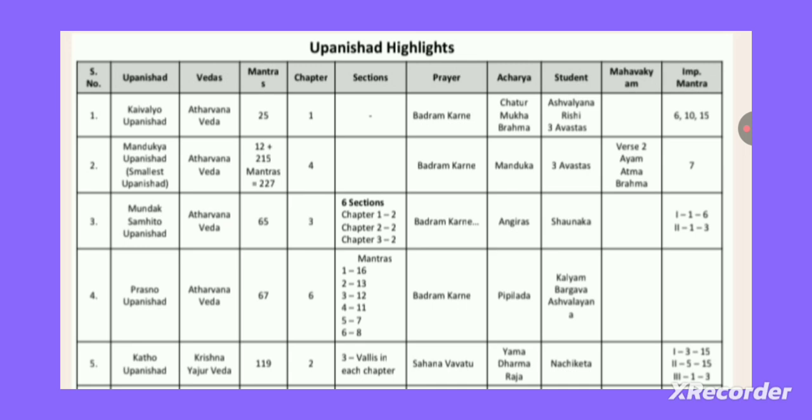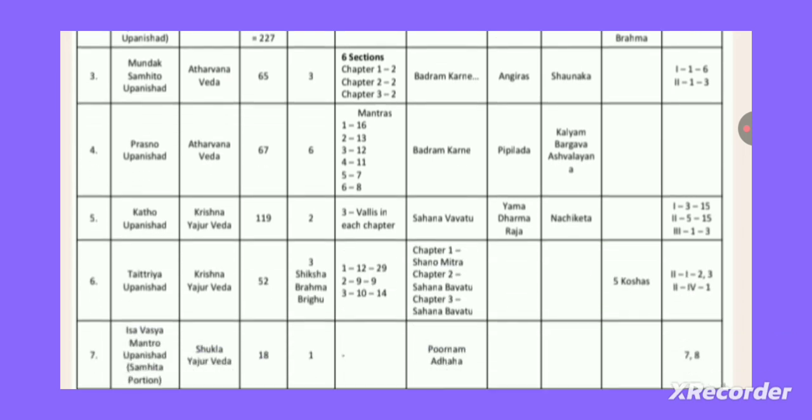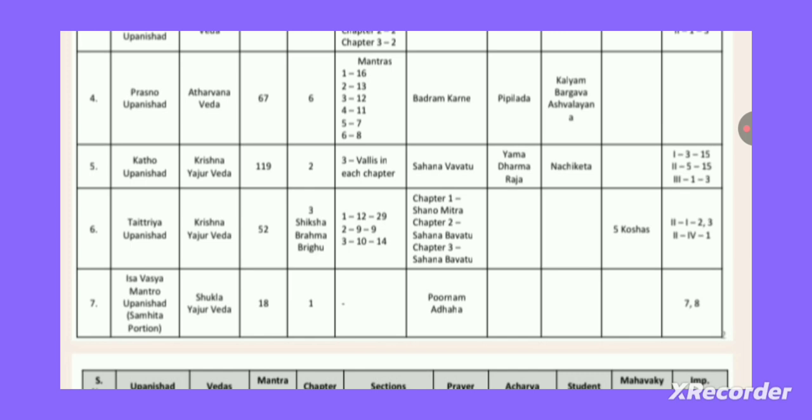And coming to the fifth one, Kathopanishad. The Kathopanishad is from Krishna Yajurveda, and it has 119 mantras divided into 3 chapters. A chapter is called a valli. And the prayer we are going to see in this Kathopanishad is Sahana Vavatu. Here the teacher is the Lord of Death, Yamadharmaraja, and the student is Nachiketa, who is an 8-year-old boy.